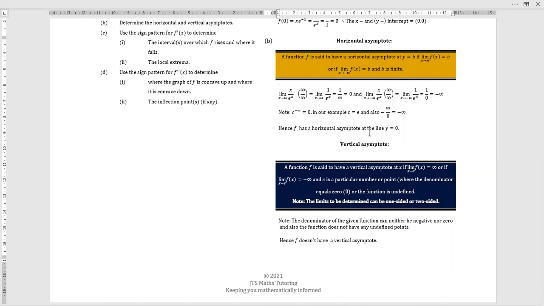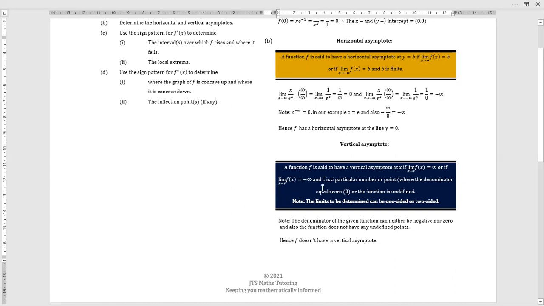All right. What about the vertical asymptote? A function f is said to have a vertical asymptote at x equals c if the limit of f(x) as x approaches a particular real number is equal to infinity, or if, as it approaches a particular real number, it's going to be negative infinity.